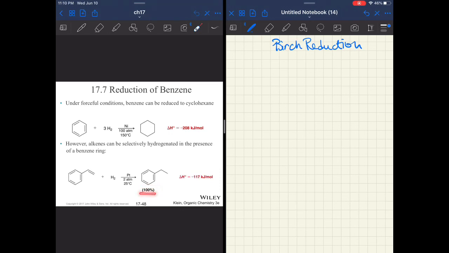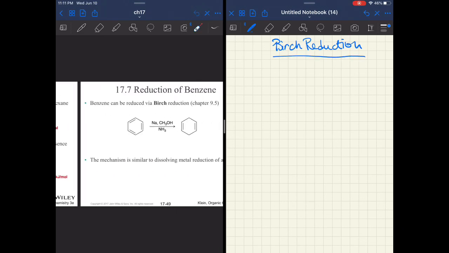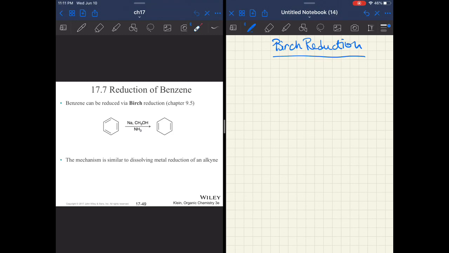And note, you get 100% yield there. So it really does not want to reduce the aromatic ring. And you should know that. Okay, so great. You told me we were going to do a reduction. We are. We're going to reduce benzene using a little bit more creativity here.